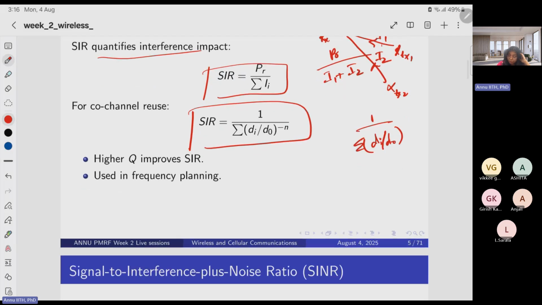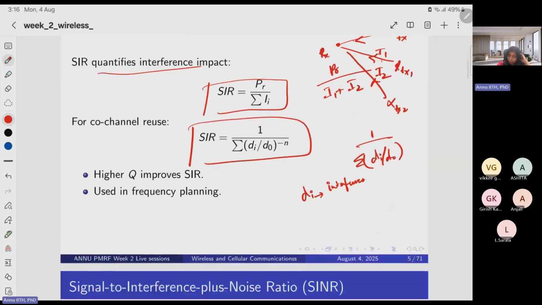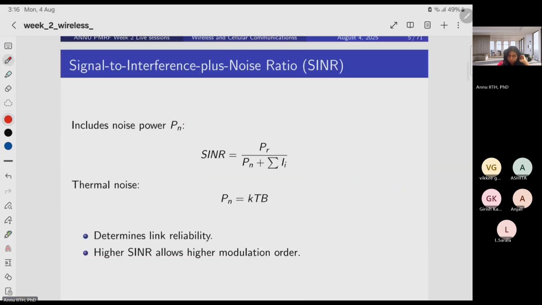For co-channel reuse, SIR is calculated as 1 upon the sum of (Di by D0) to the power of minus n, where Di is the distance from the interferer and D0 is the reference distance. So it improves with higher Q, because a higher frequency reuse factor reduces interference, and SIR is used in frequency planning.